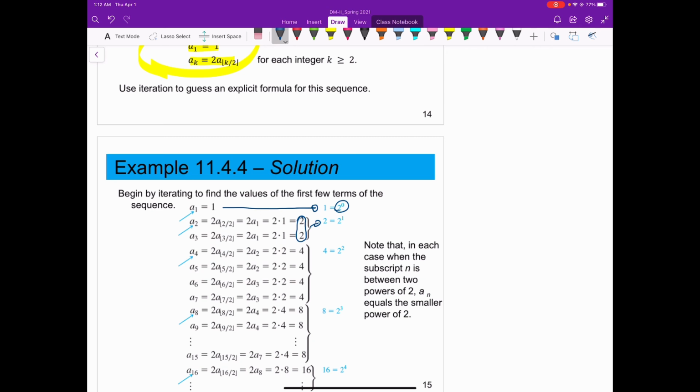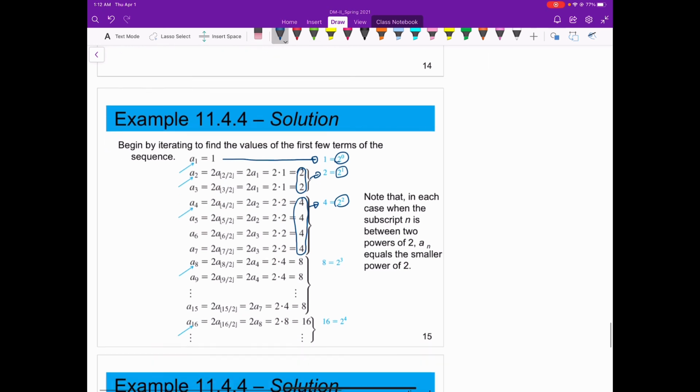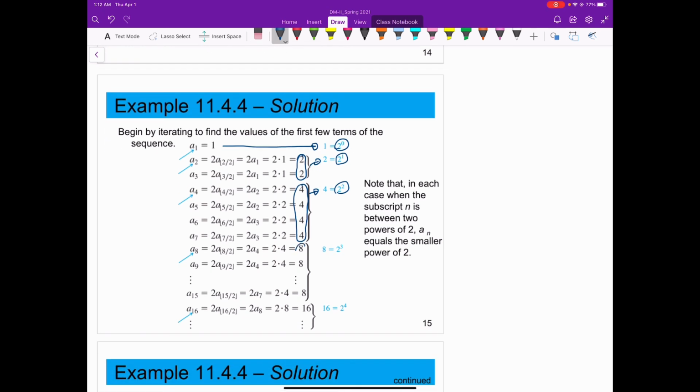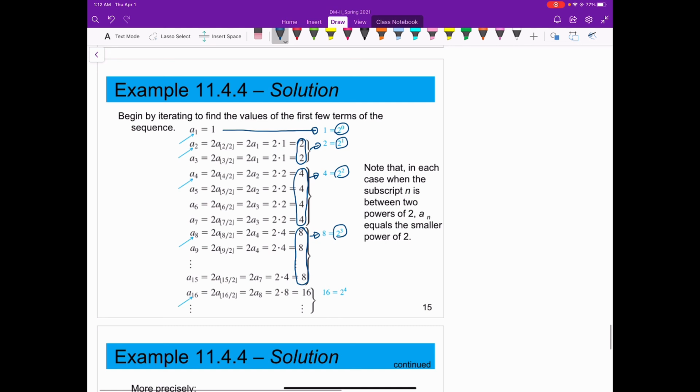You could write it as 2 to the power 1. And all these are 4's, you could write them as 2 to the power 2. And all these are 8's, you could write it as 2 to the power 3, and so on. They just go like blocks. There's a small note here.